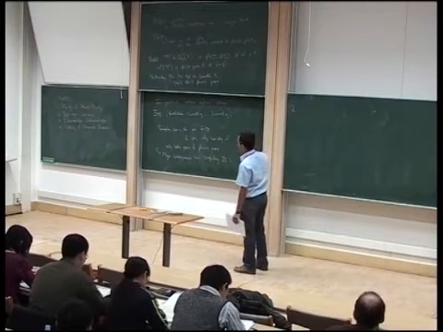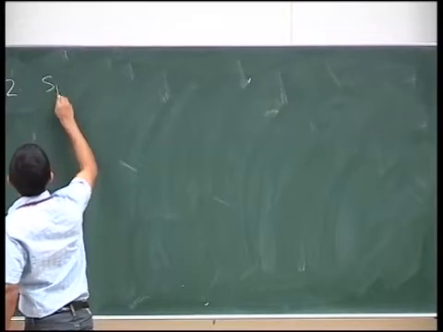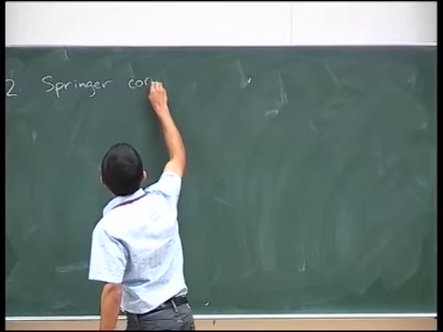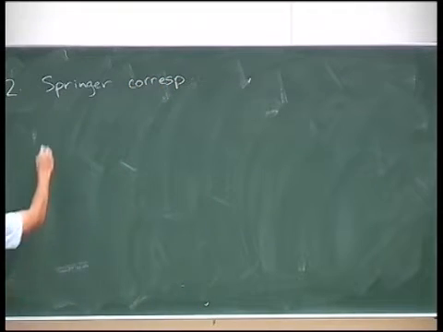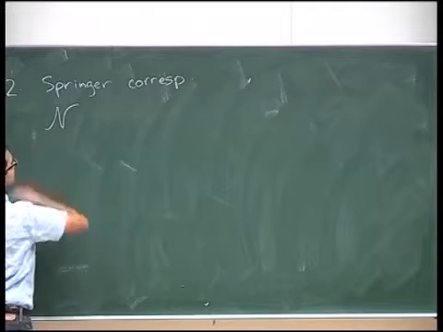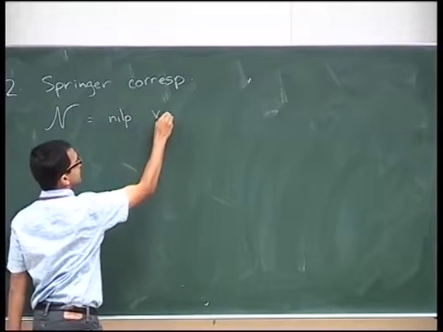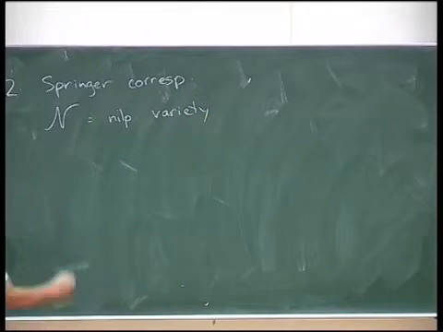Okay. So then topic 2 is the Springer correspondence. So this also has to do with the nilpotent variety. I've mentioned this earlier in the week, so now I'll say a little bit more precisely what this is.